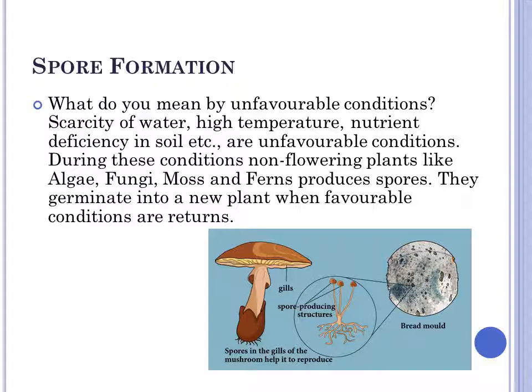Spore formation. What do you mean by unfavorable condition? Scarcity of water, high temperature, nutrient deficiency in soil, etc. During this condition, non-flowering plants like algae, fungi, moss and ferns produce spores. They germinate into a new plant when favorable conditions return.